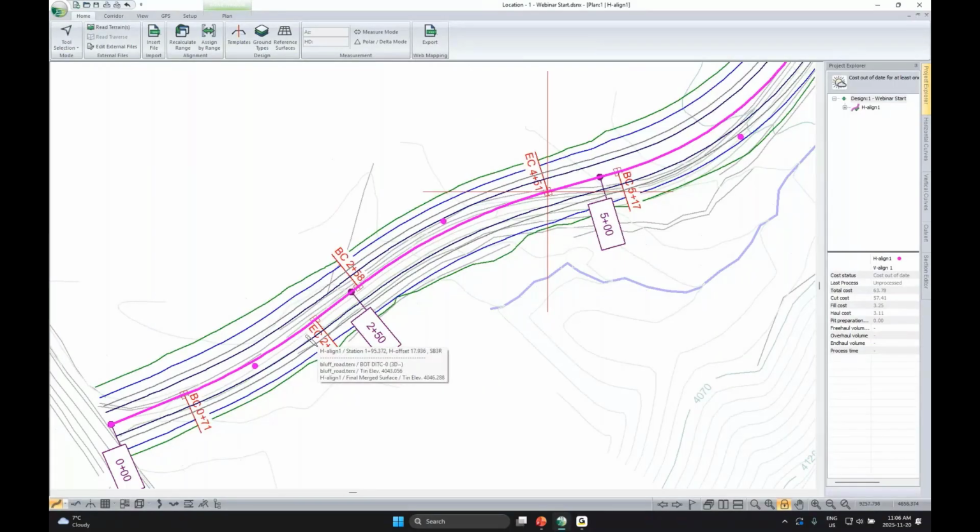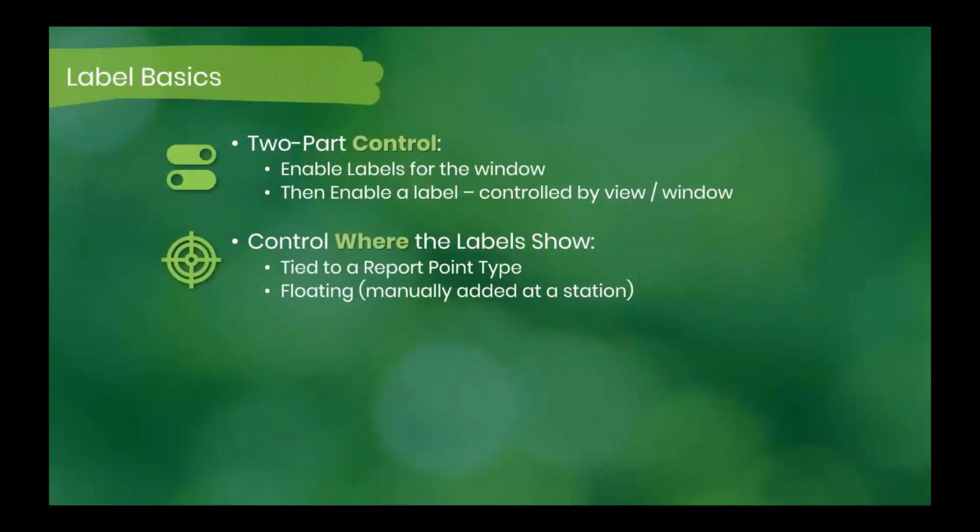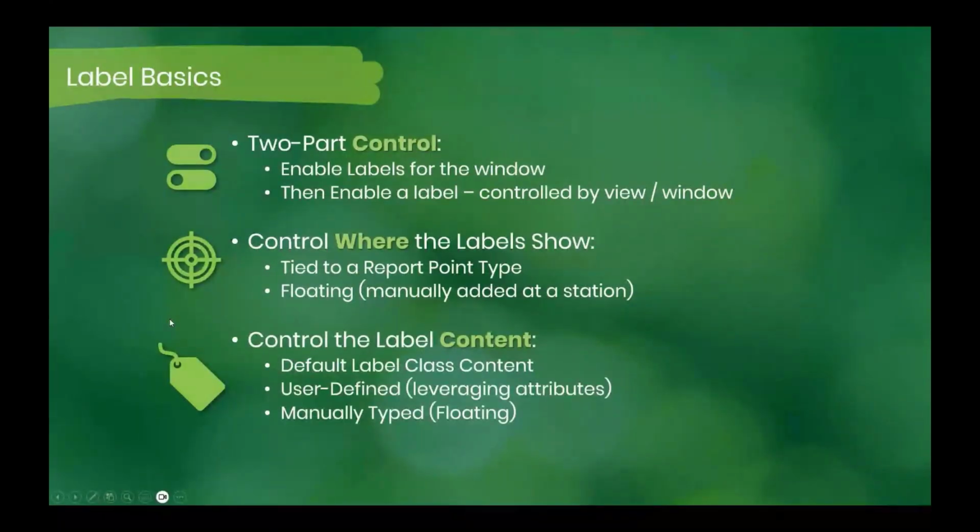Okay, the next part of label basics is what content the label contains. So we looked at two examples already. We looked at the station labeling and we looked at the begin curve and end curve labels. And they have predefined content because they're part of a default label class. As we'll go into the software again in a moment, there's quite a few of them, around 10 or so for both plan and profile windows that are default labels that you can just enable and control.